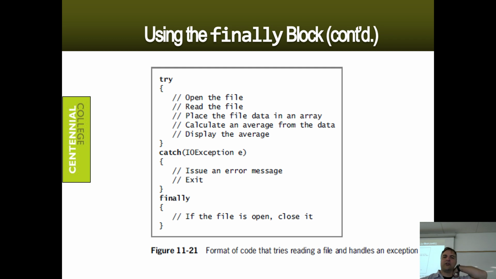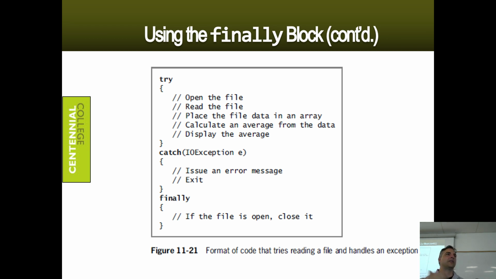Yeah. For example, I could try to open this file first by itself and then catch, then try to read this file and do this, then try to place the file data in the array and do that, then try to calculate the average and do that, and then try to display the average. I can do different try blocks if I really want to. A little bit wordy, but you could if you really want to be specific.